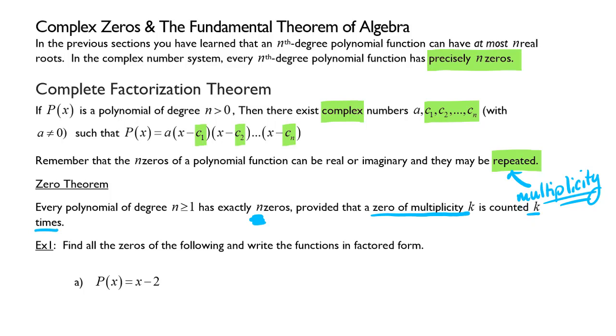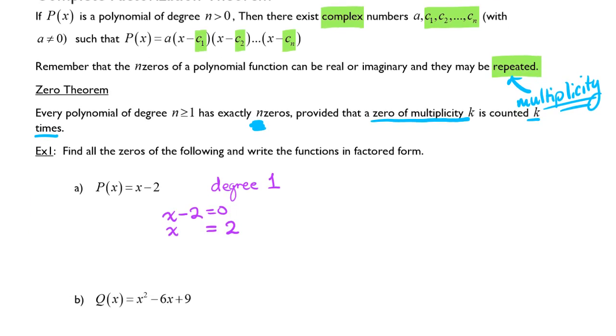Our first example is p of x equals x minus 2. This is of degree 1, which means that x minus 2, when set equal to 0, will give a root, or zero, at 2. So there is 1 zero and it is at 2.